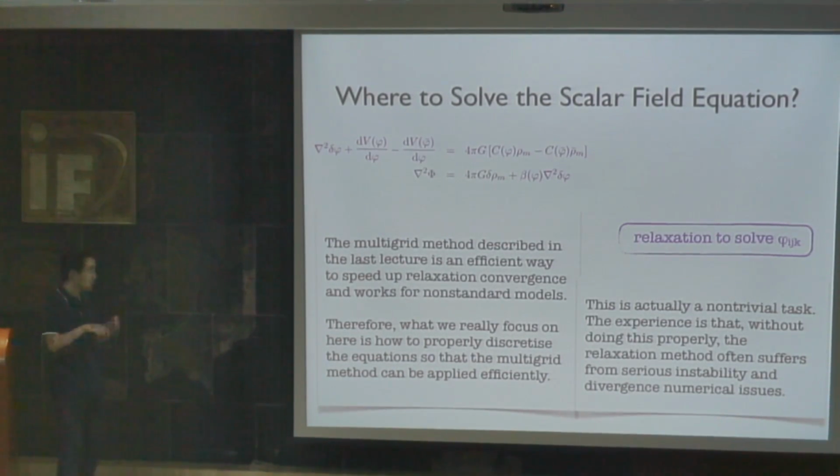So basically, the only thing that you need to be really careful about is you need to discretize your non-standard field equation in the correct way in order to solve it. And this is actually not very trivial, because if you do it wrongly, then you will find that you have a lot of numerical problems, which means that your relaxation method will be difficult to converge. It could diverge, there's instability, and so on.